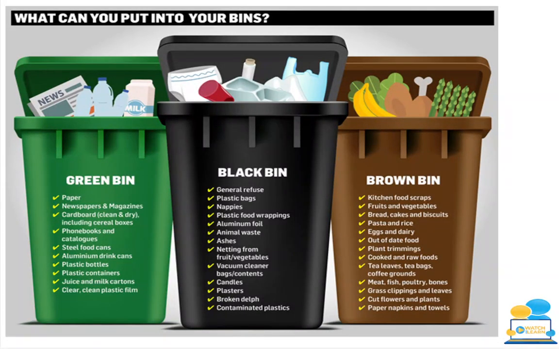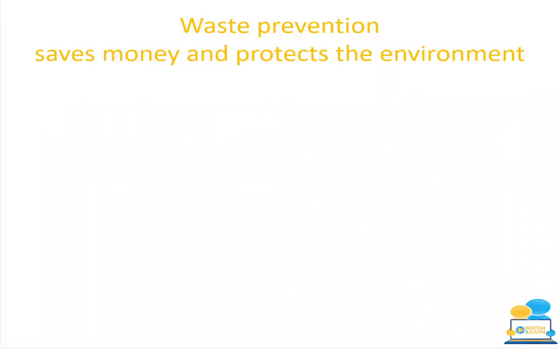Your black bin is your general bins, okay? So the likes of nappies, animal waste, tin foil, ashes, candles, plasters, broken plastics. Your brown bin, your kitchen food scraps, out-of-date food, eggs, dairy, grass, clippings and leaves, and the likes of your cut flowers and plants. So you would need to know this because this does come up a lot in the short questions.